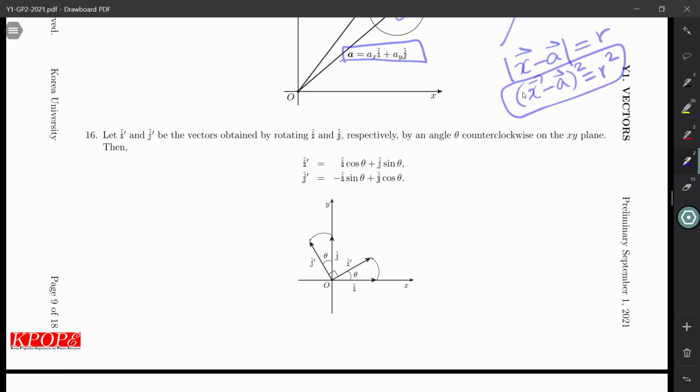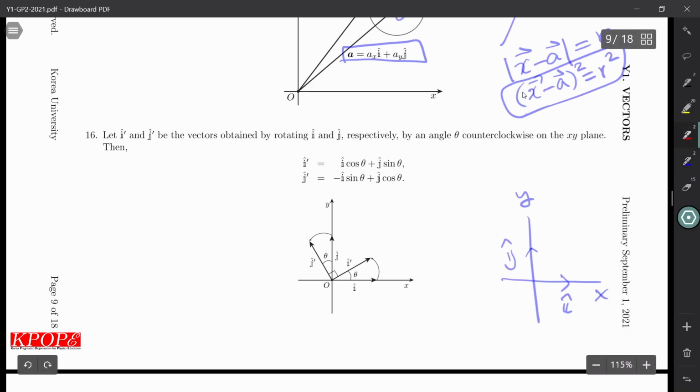Next, we consider some rotation. We have the usual basis vectors, the xy plane, x-axis, y-axis. I hat is the unit vector along the x-axis. J hat is the unit vector along the y-axis. And we want to make a rotation of this Cartesian coordinate system. So we have another axis that is called x prime, y prime. The unit vector along the x prime axis is I prime. The unit vector along the y prime is j prime. And we have angle theta.